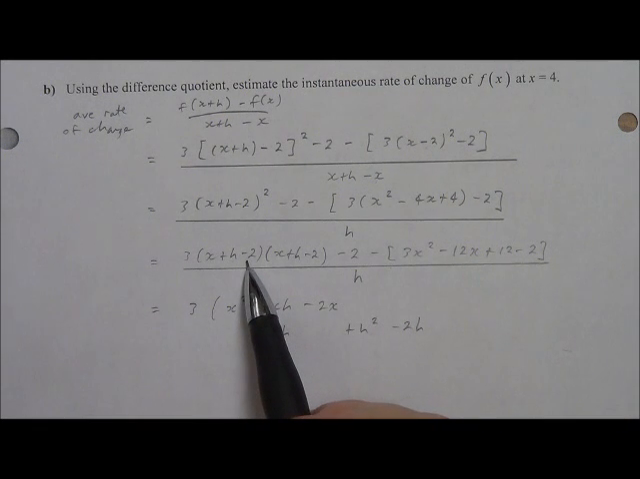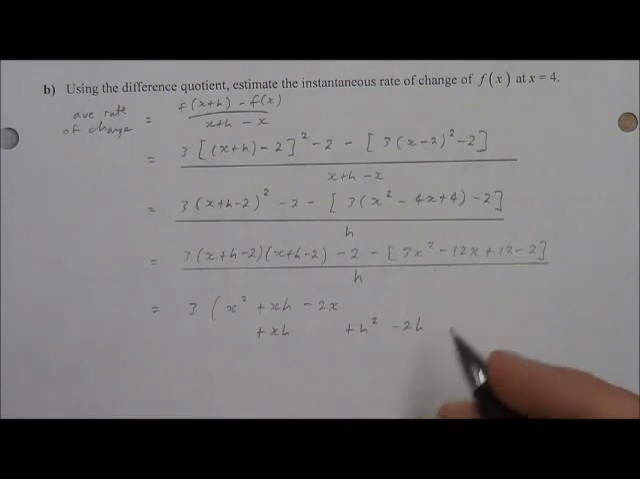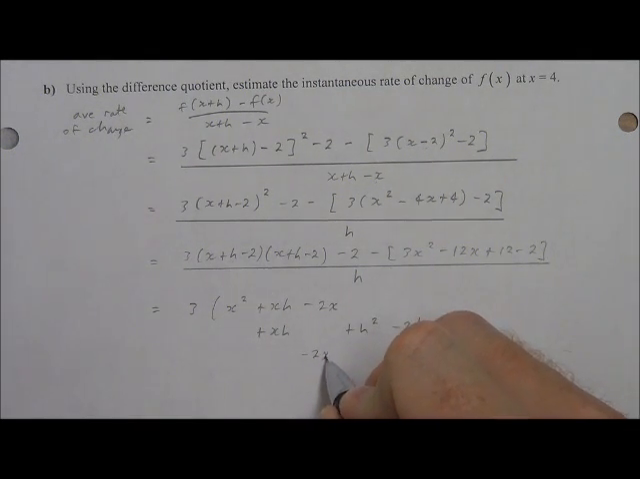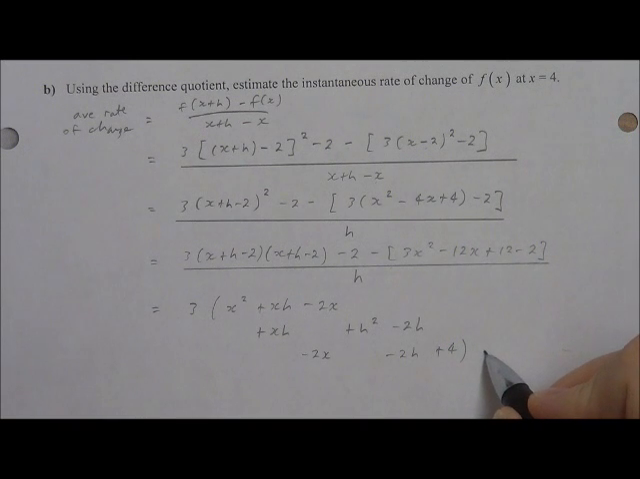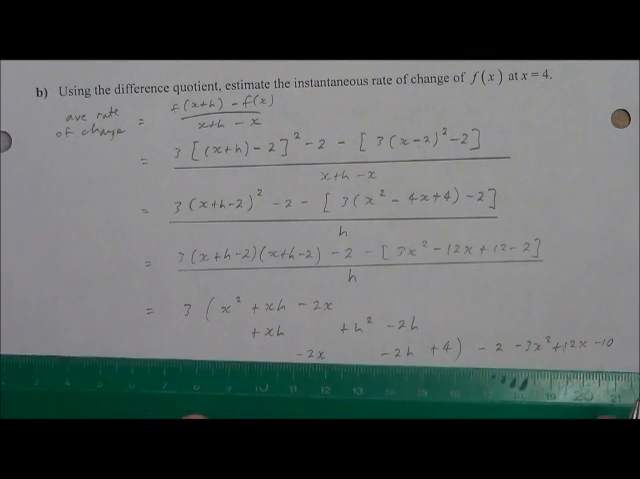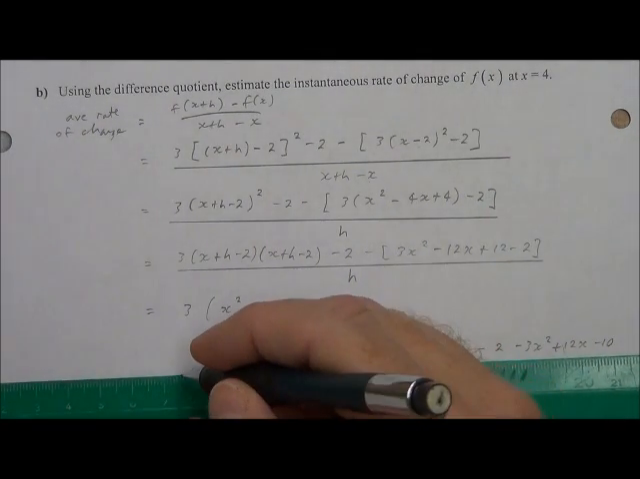And then I'll expand this negative 2 into this bracket also. So we've got negative 2x minus 2h plus 4. And then I'll just continue on with this second bracket here. And of course that's all over h still.